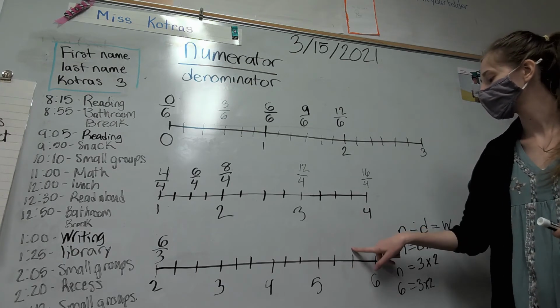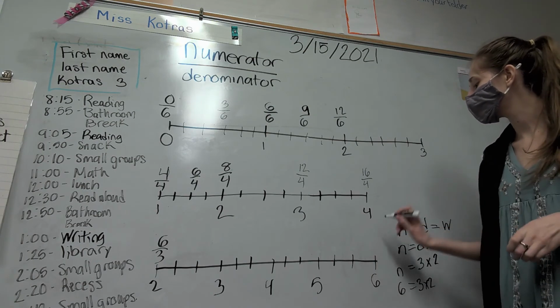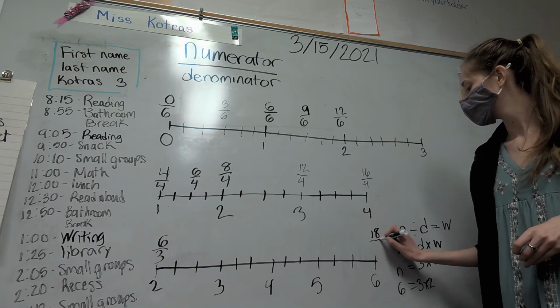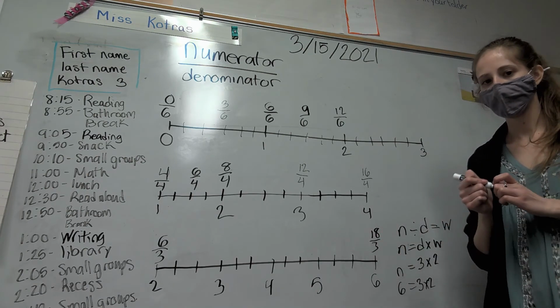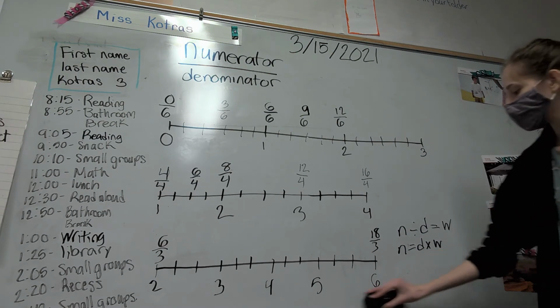16 thirds, 17 thirds, 18 thirds. So 18 thirds goes right on the 6. Should we double check it using our equation? Yes. Let's double check it.